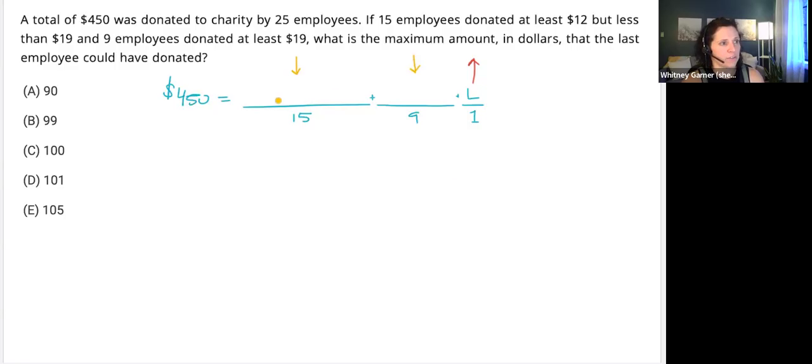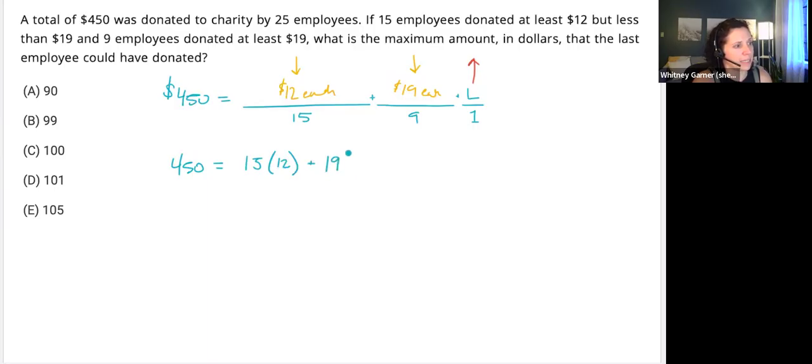So these 15 employees donated at least $12, but less than 19. Well, I'm trying to minimize this number, so I'm going to make them $12 each. That's as small as I can make them. And these last 9 donated at least $19, so they're going to be $19 each. So now I will add these people up. I've got my 450 is 15 times 12 plus 19 times 9 plus this person.